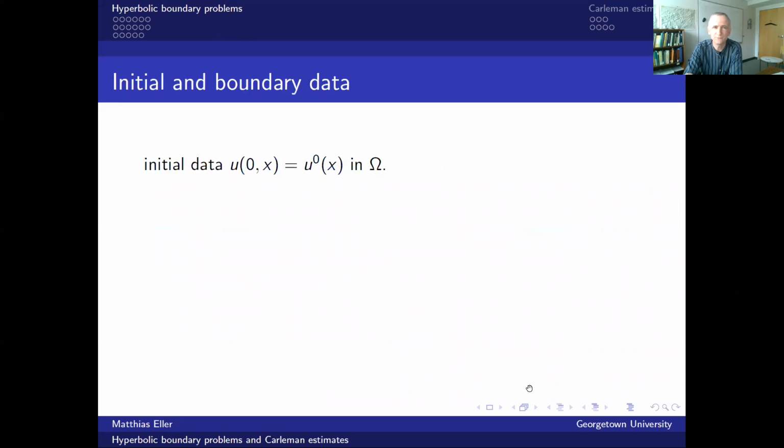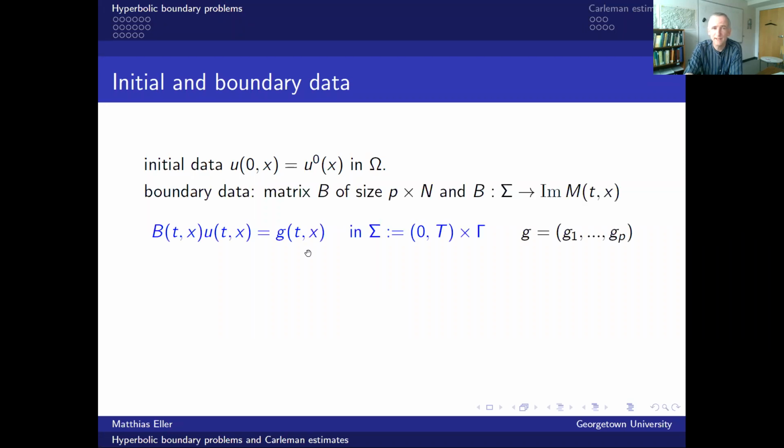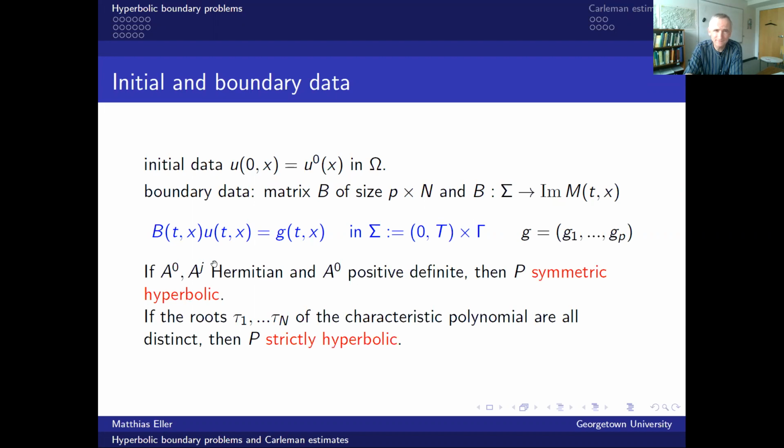Okay, so I usually use initial data when I consider an initial boundary value problem, and I have boundary data. That will be a matrix function of t and x, which maps into the image of B. It shouldn't be an M, sorry, that's my typo here. And then with this boundary condition, I will try to solve the system.